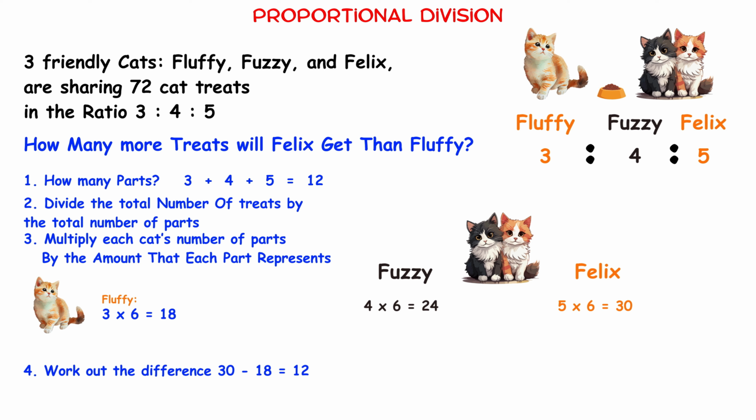Then, to actually answer the question, we just need to work out the difference between how many treats Fluffy and Felix get. So we do Felix's 30 treats minus Fluffy's 18, showing us that Felix gets 12 more treats than Fluffy.